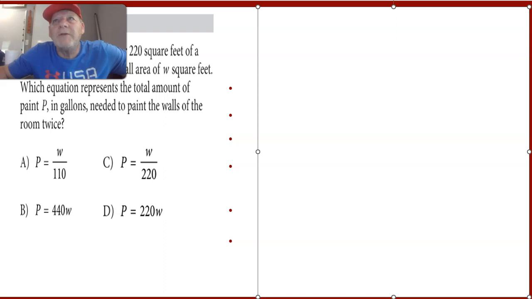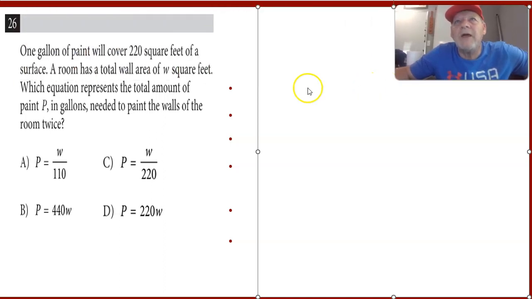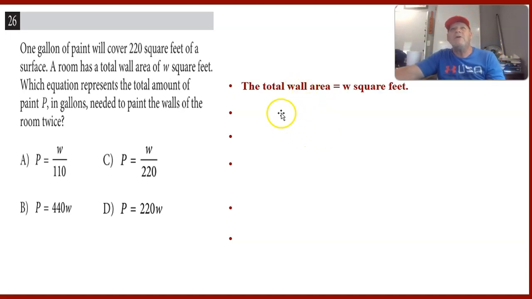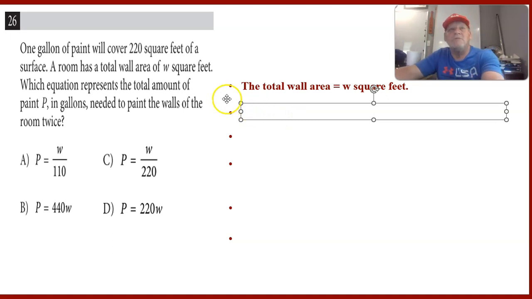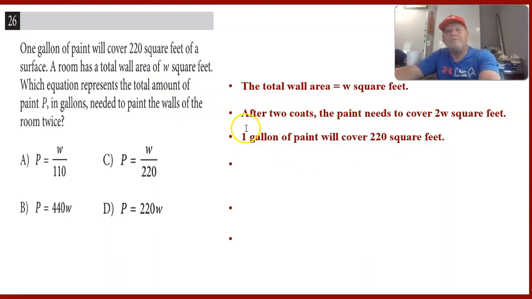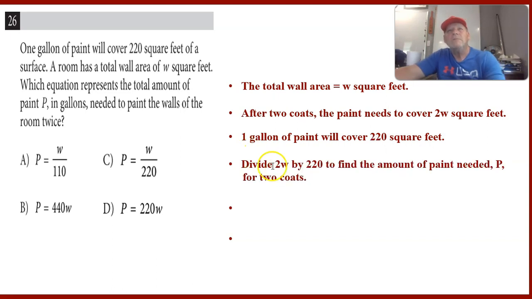So I just got to find a place to put this where it's not in the way. Let's try that. We'll see if I get in the way of this too much. The total wall area is going to be W square feet. W is wall square feet, it says right up here. After 2 coats, then it's going to be 2 times W, or 2W. 1 gallon of paint will cover 220 square feet. Divide 2W by 220 to find the amount of paint needed, P, for 2 coats.